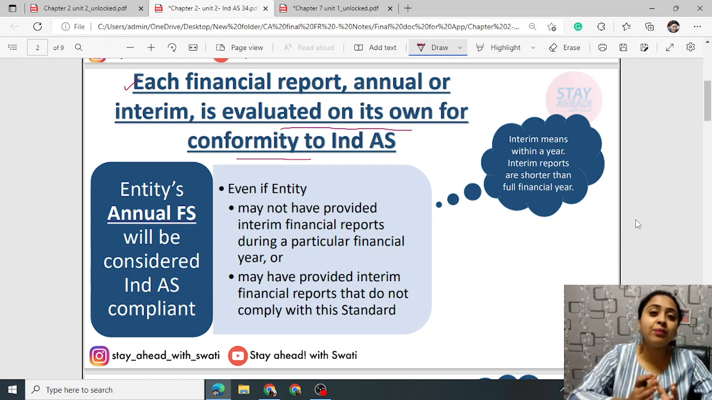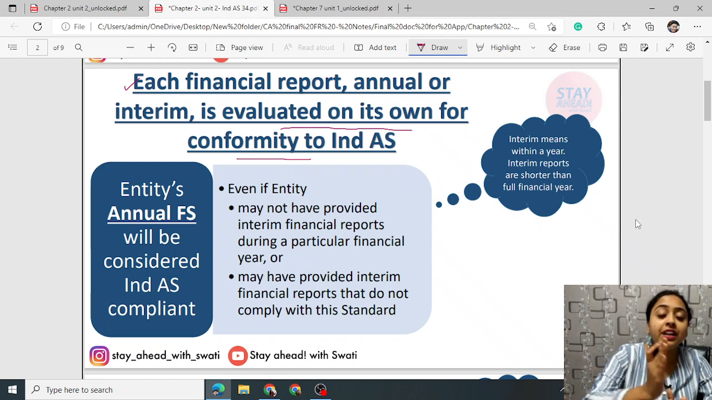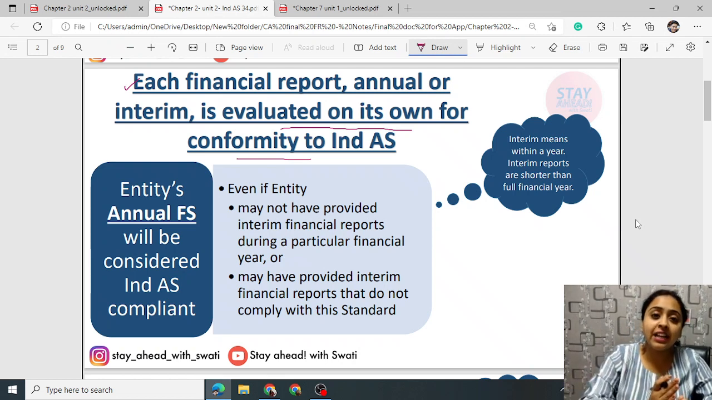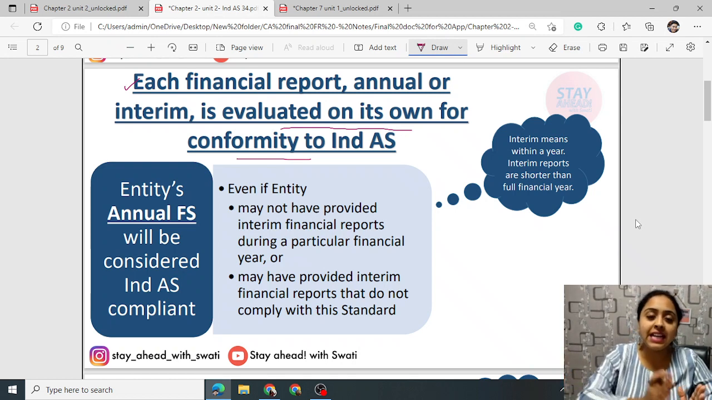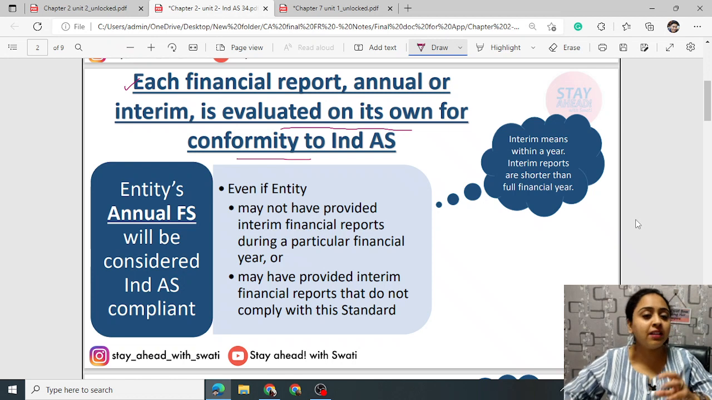Whether a particular financial statement is compliant with Ind AS or not is checked on its own standalone basis. If, for example, the quarterly statement has been presented and it does not comply with Ind AS, then it will not be considered that the annual statements do not comply with Ind AS. They will be checked on their own. Each and every financial statement, either interim or annual, is evaluated on its own.